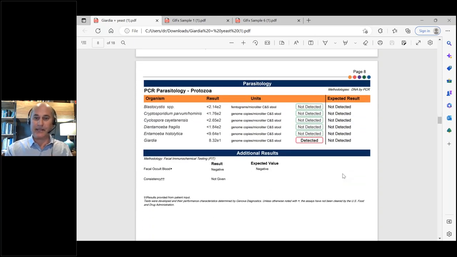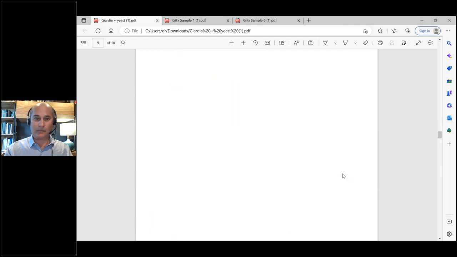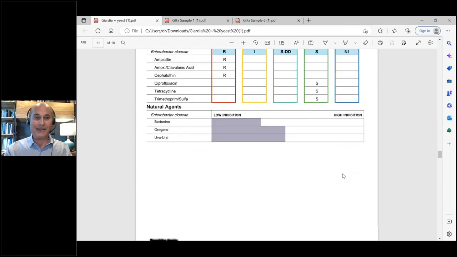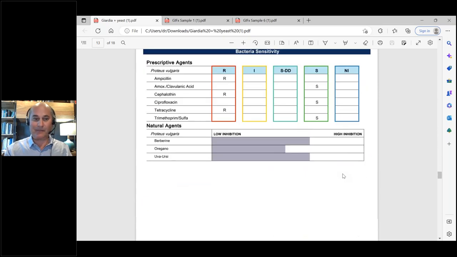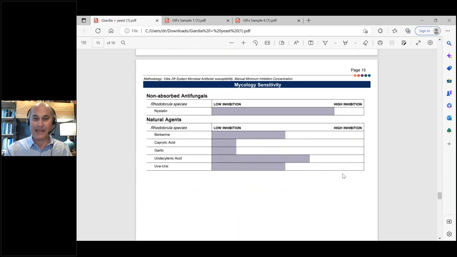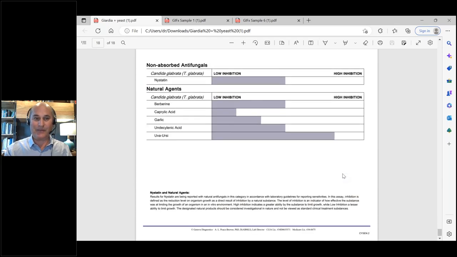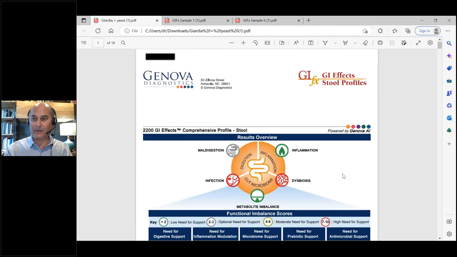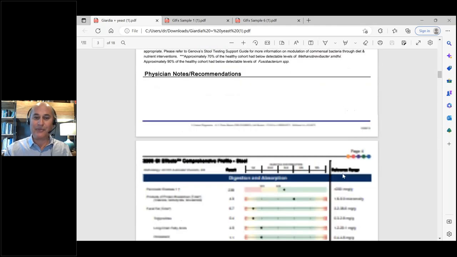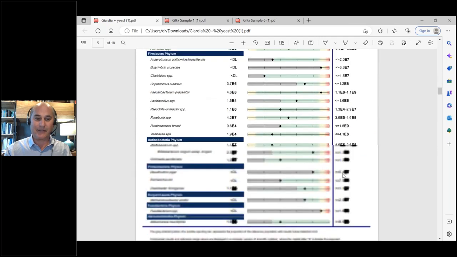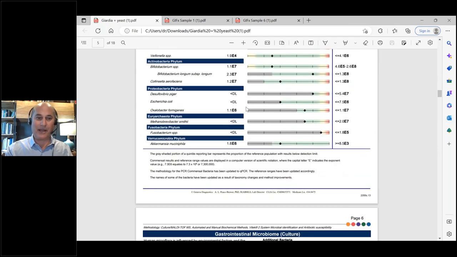And then the Giardia shows up again here. And then I don't really even look at these pages. I don't really want to say that in public, but I guess I just did. I kind of skipped this whole part because I've already found out what I need to know. And you don't have to really understand too much about, I don't know, Methanobrevibacter smithii. You could study about it if you want, but you don't really have to. It's not going to help things that much.